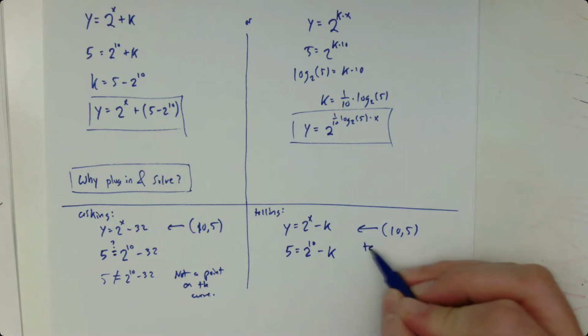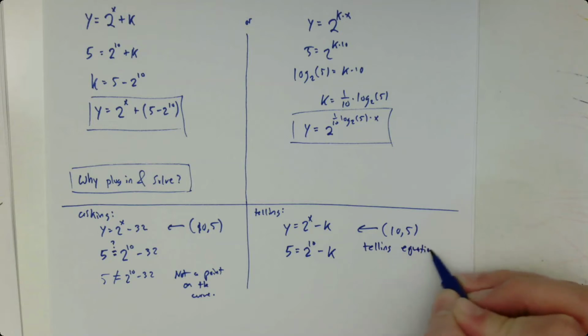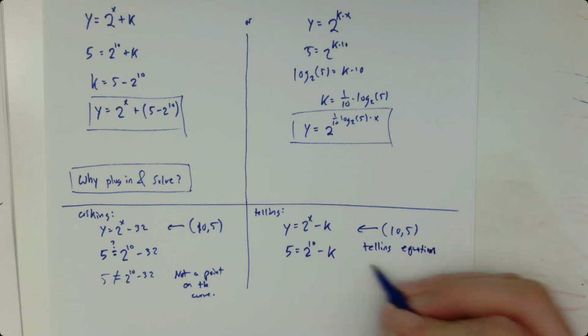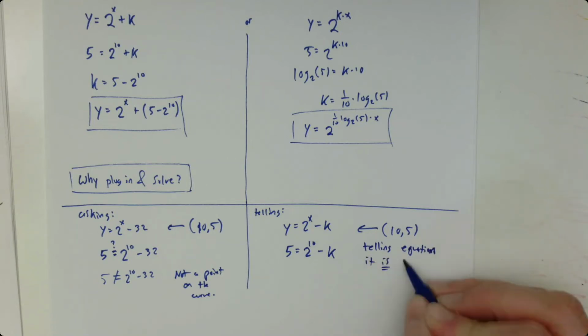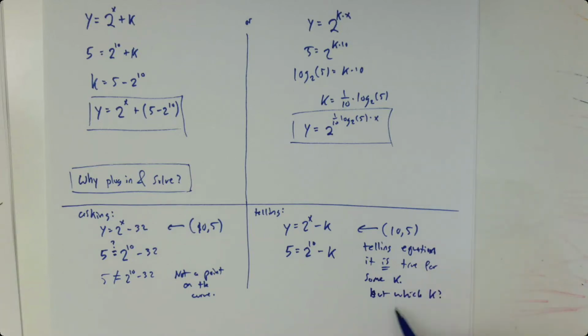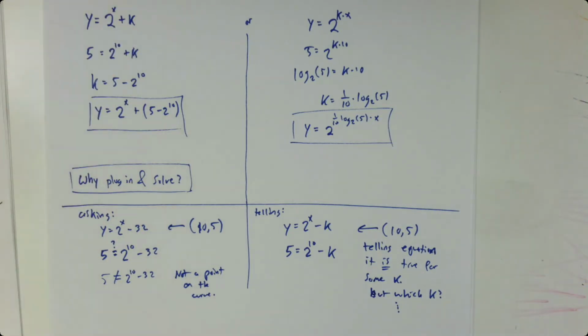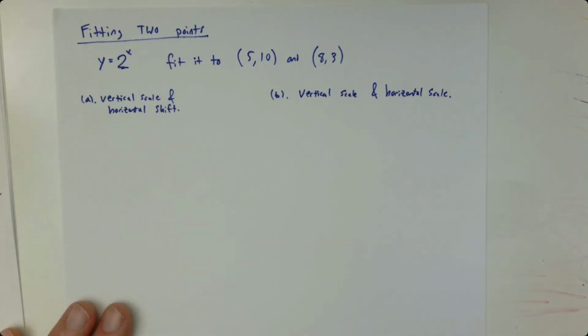So if we want to write some notes, telling the equation, it is true for some k, but which k? We have to solve for it. All right, so you might have known all that already. I just wanted to be explicit about what are we really doing when we add a k and then plug in and solve. So now let's take it a step further.